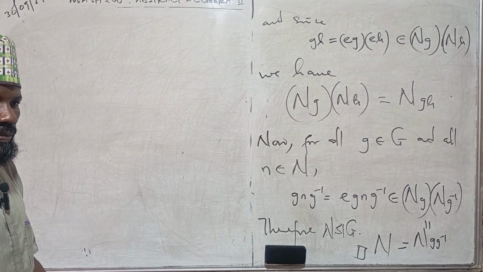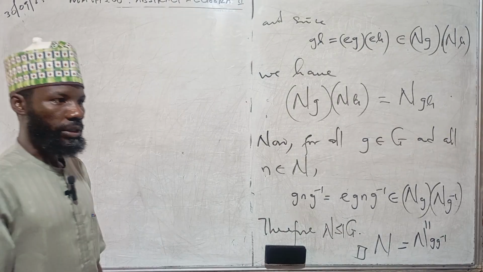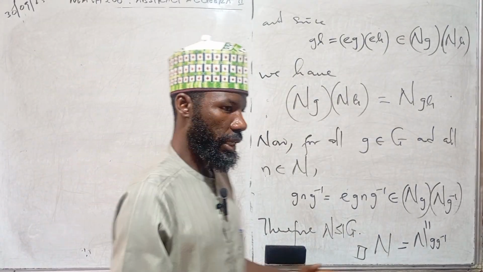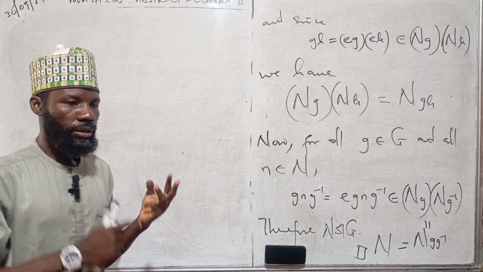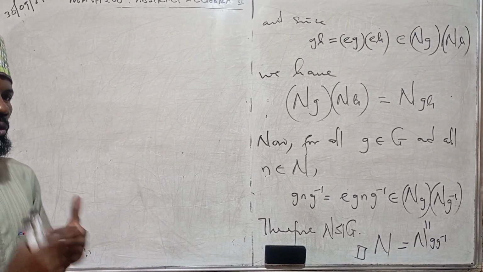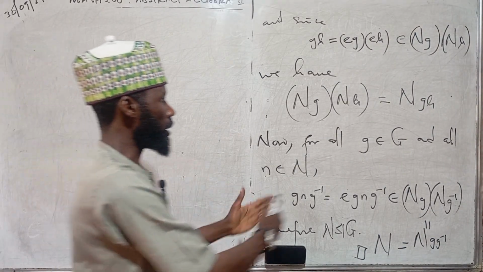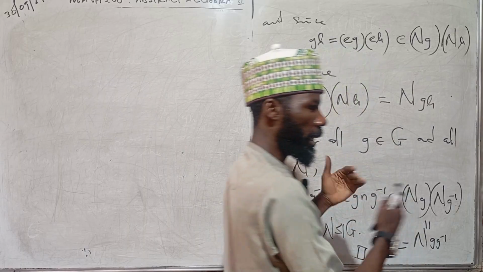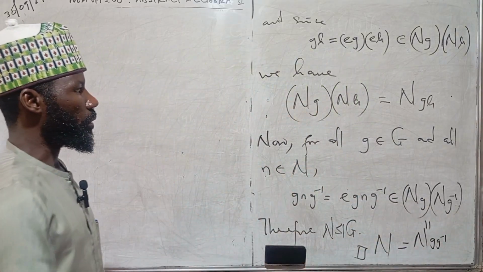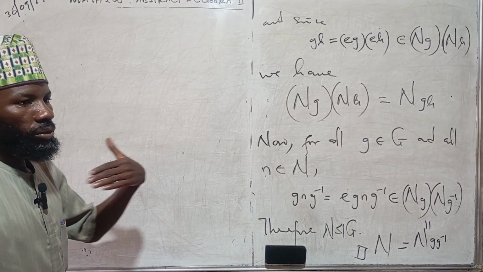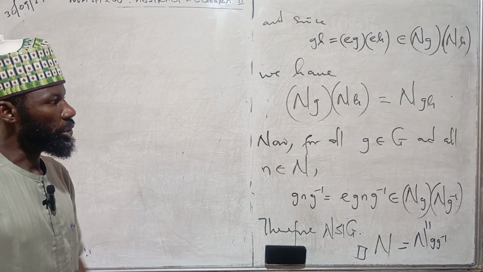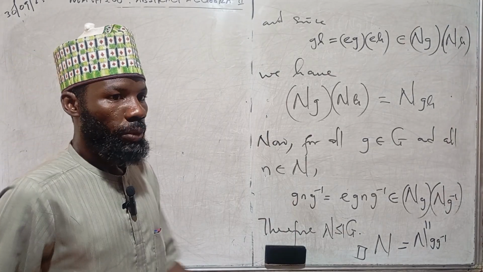Yes. Okay, maybe we stop at this point so that in the next class we'll start talking about the quotient group. I will define the quotient group, then we will prove that this composition is well defined in the set of all left cosets of a normal subgroup, and then we will introduce the notion of group homomorphism.